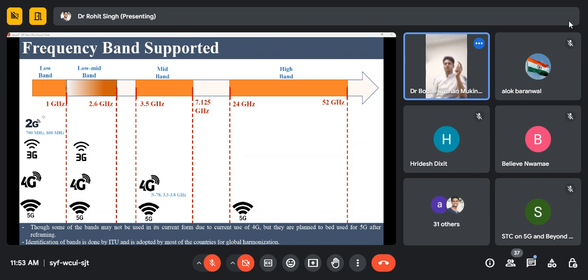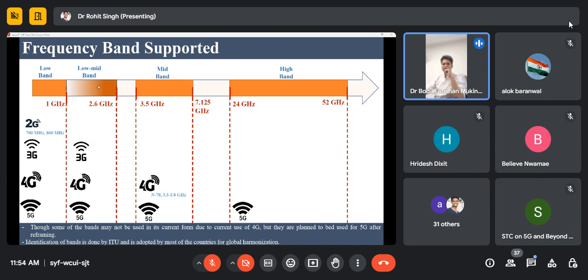So if a band is available for 2G, obviously it will be available for 3G, 4G and 5G based on the resource availability and your mobile supportability. So this band was intentionally utilized for second generation and was available for third generation, fourth generation and fifth generation based on your technological support and spectrum availability.